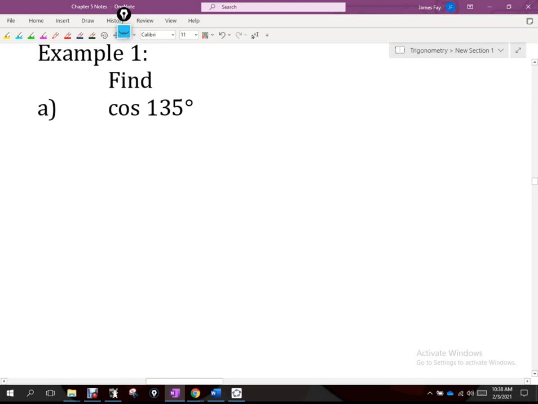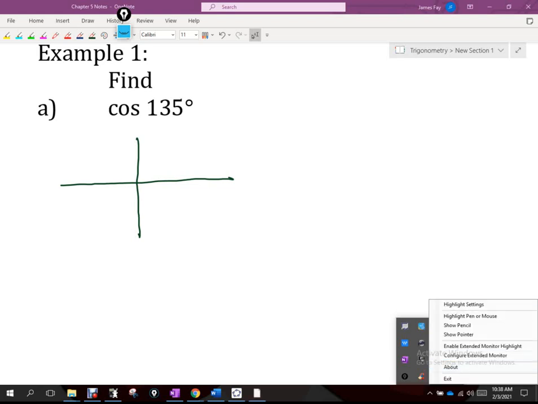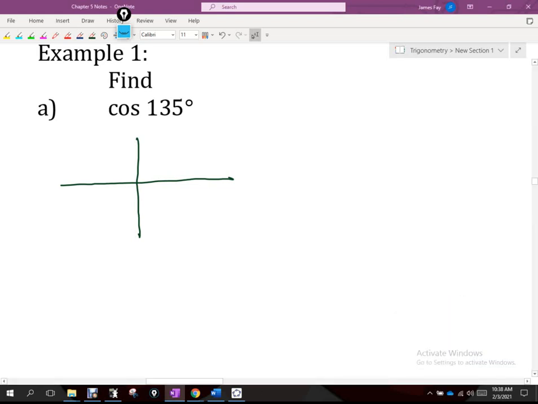So we're looking to evaluate cosine of 135. The first thing you're always going to do with these, it doesn't have to be a great sketch. It doesn't have to be to scale, but the points have to end in the right quadrant and all that kind of stuff. Or angles have to end in the right quadrant.